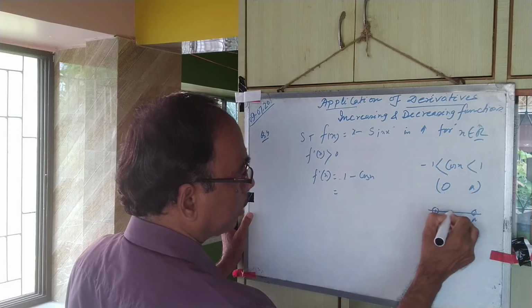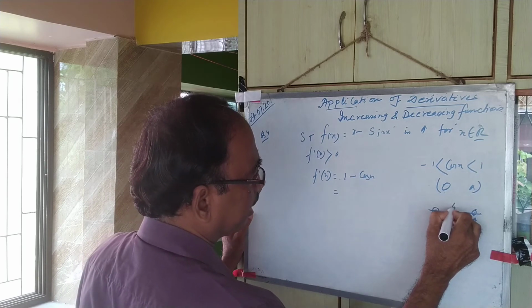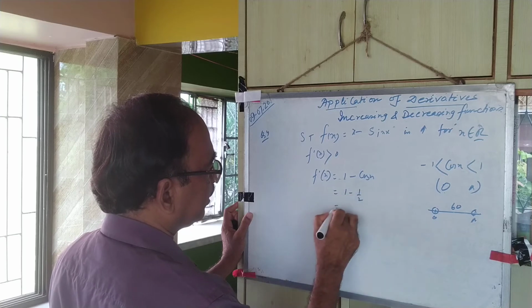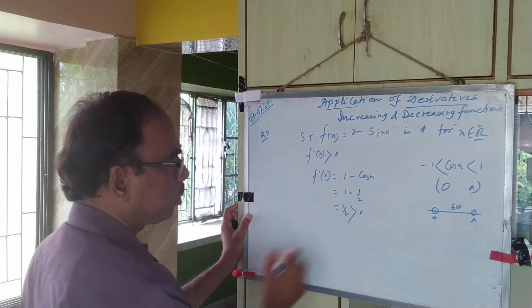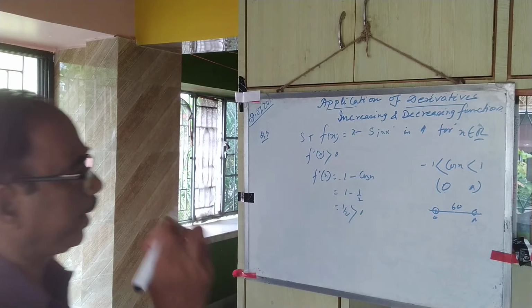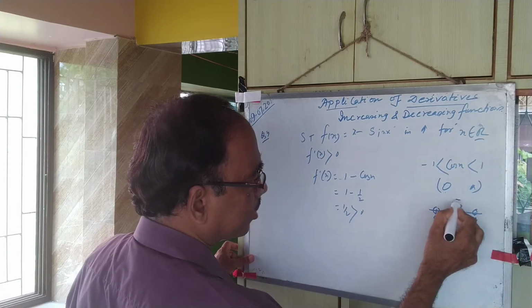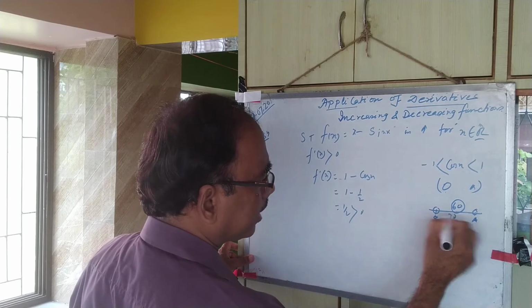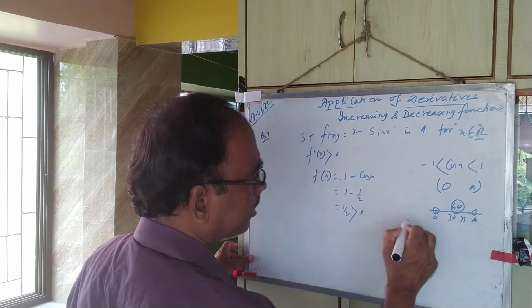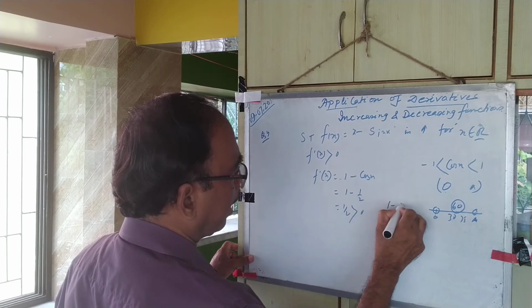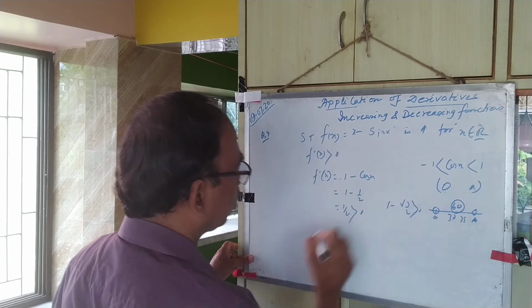Suppose within the interval 0 to pi we take 60 degrees. Then 1 minus cos 60 is half, which is greater than 0. Therefore it is increasing. Within this interval we can also take 30 degrees or 75 degrees. Then cos 30 is root 3 by 2, and 1 minus root 3 by 2 is greater than 0.